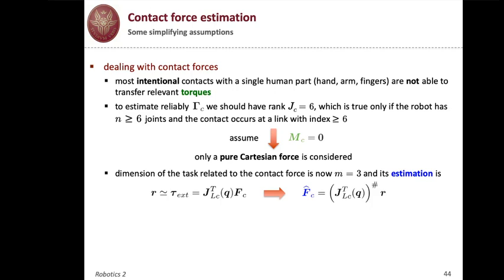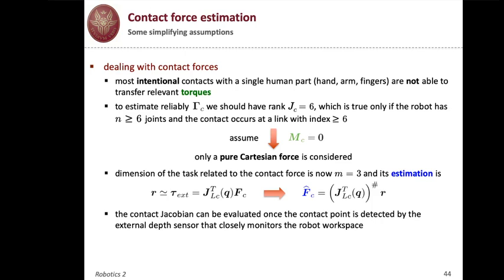So this is a minimum error solution indeed, because we may not have consistency of equations, but we can evaluate the quality of this estimation by making a number of tests. The contact Jacobian indeed is known once we have the information from the depth sensor. So we have all things in place, the residual and the contact Jacobian, to solve this pseudo-inverse and get an estimate f hat of the contact force.